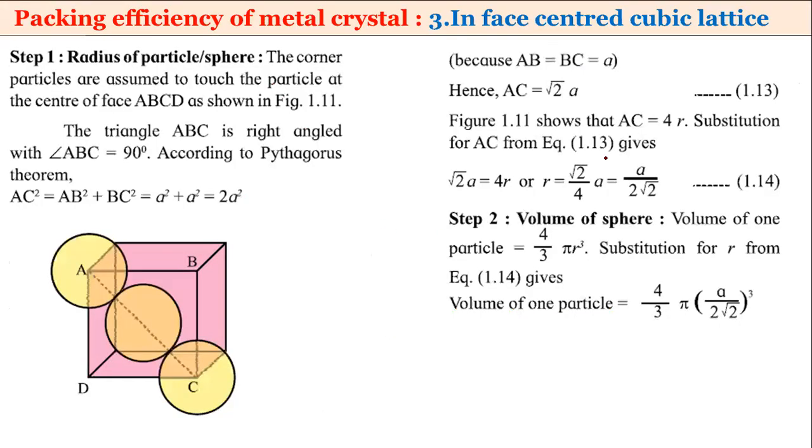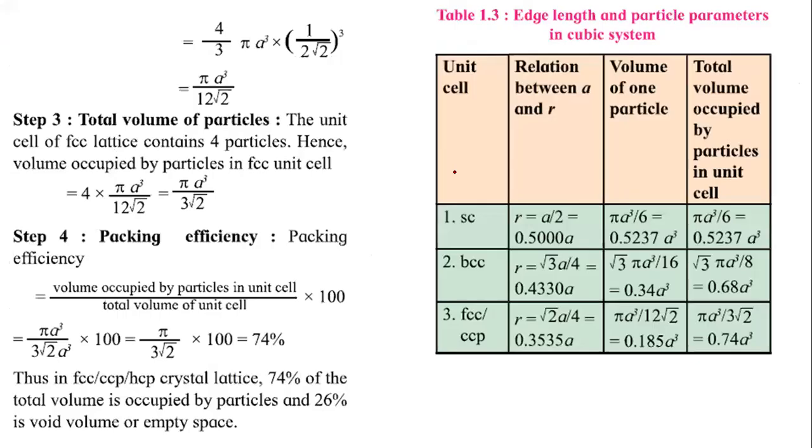This is a deleted part, so this will not be asked for the examination. In this table we have to remember these two values. In case of simple cubic and body centered cubic unit cells, this is the value of r, it is calculated. This is the volume of one particle, and this is the total volume occupied by the particles in the unit cell. So these values we have to remember, and this is for numerical purposes.